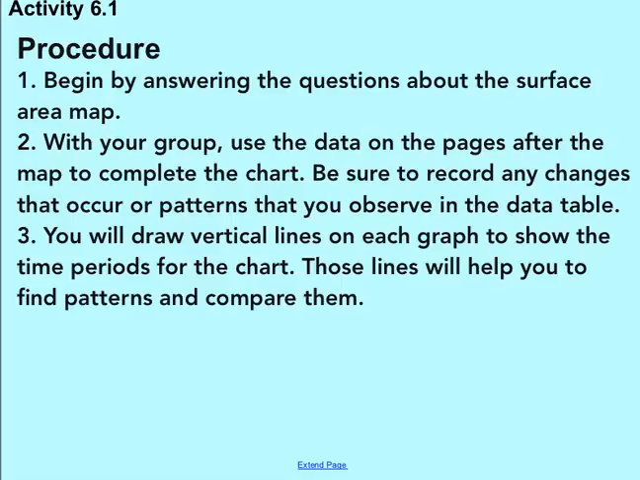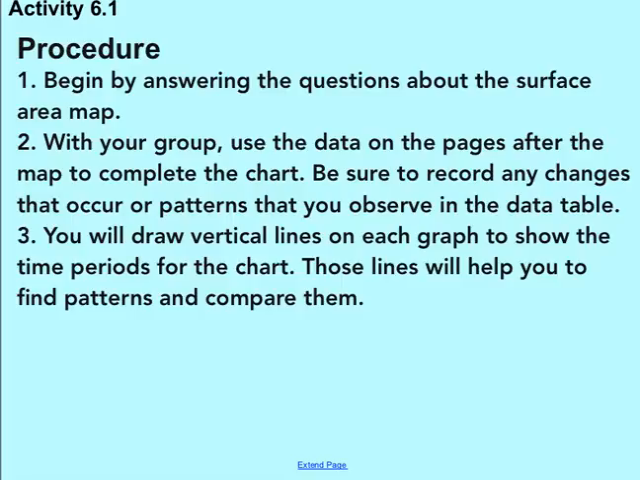Once you get done answering those two questions, if you look at pages 53, 54, and 55, that's what you're going to be finishing up today in class. So with your group, use the data on the pages after the map to complete the chart, which can be found on page 52. Be sure to record any changes that occur or patterns that you observe in a data table. And in procedure number 3, you will draw vertical lines on each graph to show the time periods for the chart. Those lines will help you find the patterns and compare them.